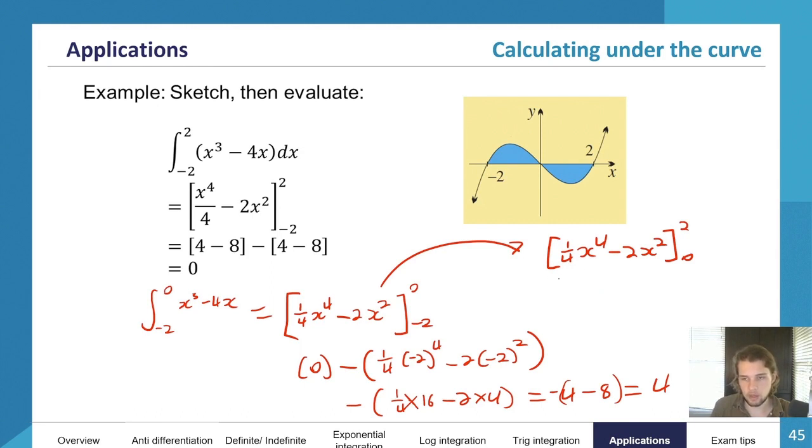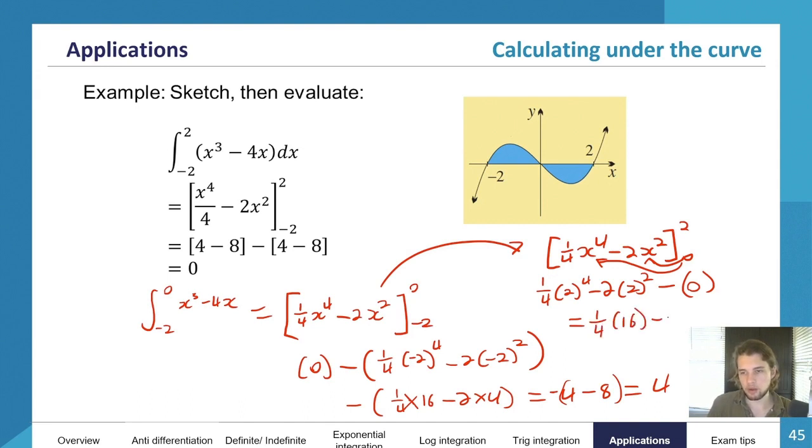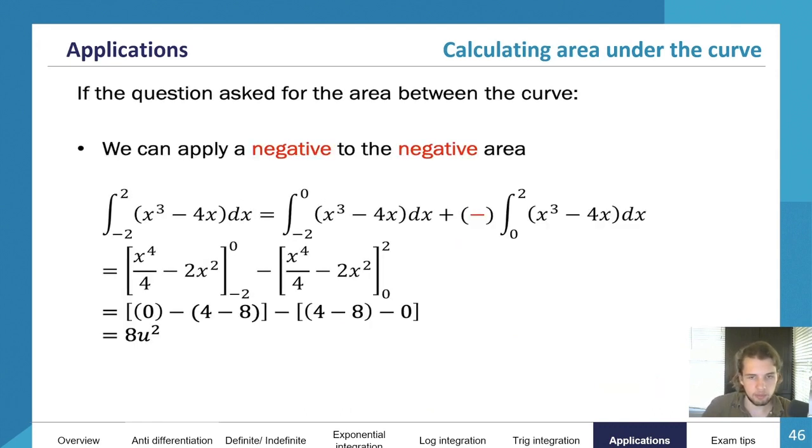So let's evaluate this. Our first value is 2. So we have 1 over 4, 2 to the power of 4, minus 2, 2 to the power of 2, and then minus 0. We're just going to put 0 in those brackets because we know that everything gets multiplied by the 0, so it all equates to nothing. Now we have 1 over 4, 16 minus 8 is equal to 4. So our whole area is 4 plus 4. A good way to put these, they might have it over here.